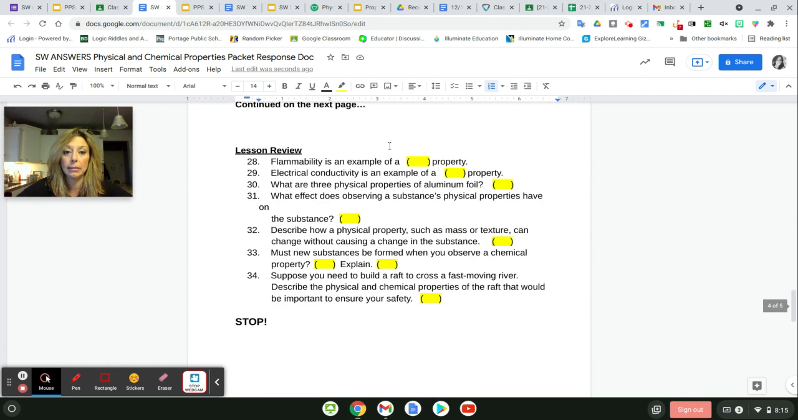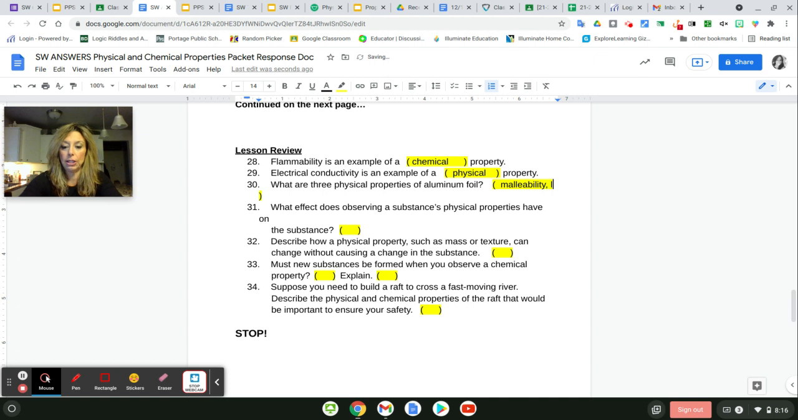All right, lesson review. We are at the end here. So flammability is an example of a chemical property. Electrical conductivity is an example of a physical property. What are 3 physical properties of aluminum foil? So we've really talked about that a lot. Malleability, luster. It could be a third one. Okay, we could also say it's a solid at room temperature.